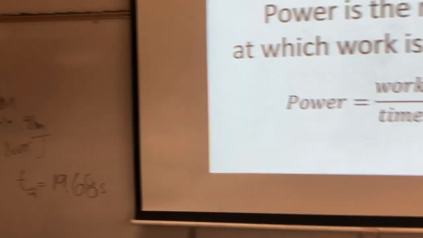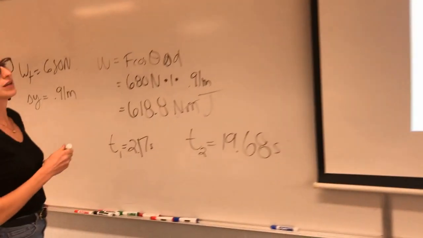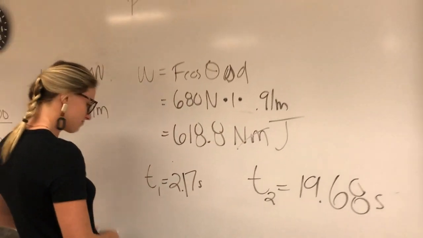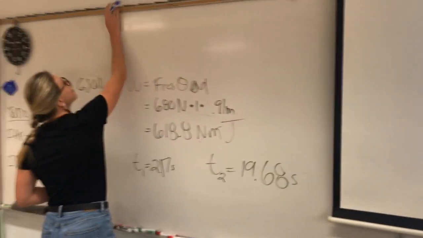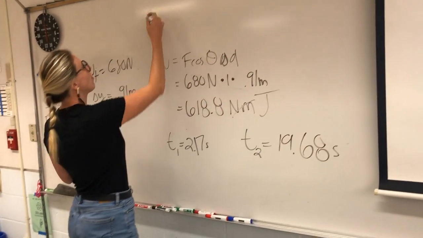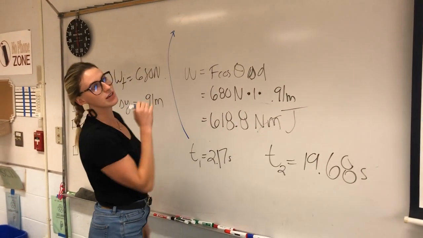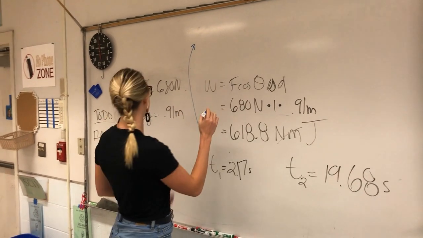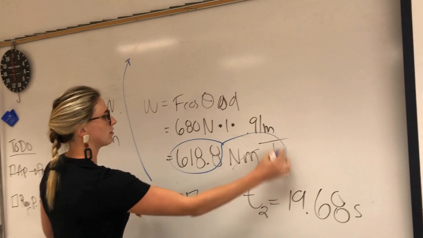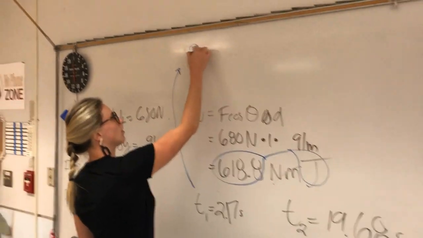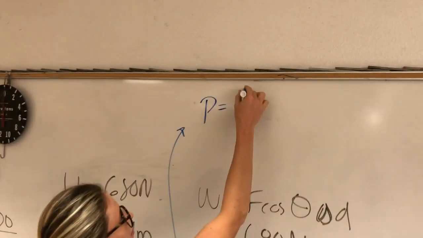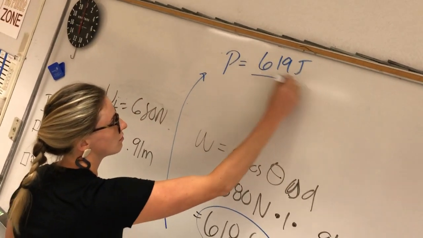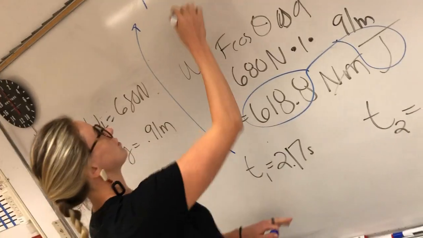Pause the video. Calculate it. I'm gonna change colors. Okay, power, so time 1. You climbed the same height, so it was the same work each time. Same work, and our work is right here. Power equals 619 joules divided by my time for the first one.